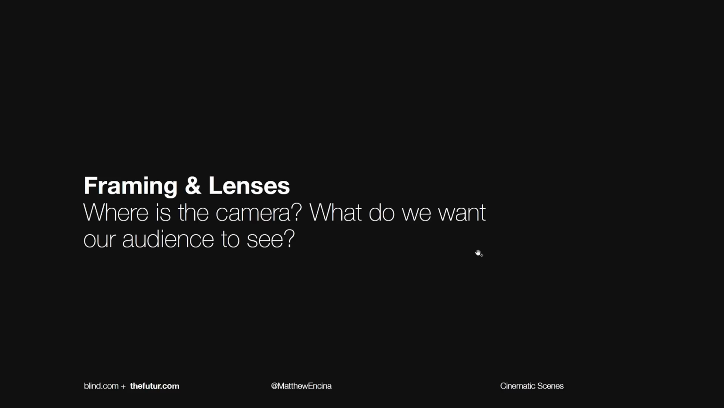Next, let's talk about framing and lenses. Where is the camera and what do we want the audience to see? By simply moving the camera around, we could really control what we are looking at and how we're perceiving the scene. And I have another exercise to share with you guys.